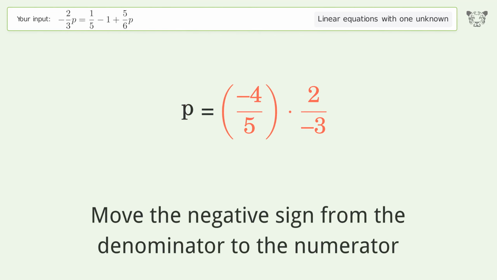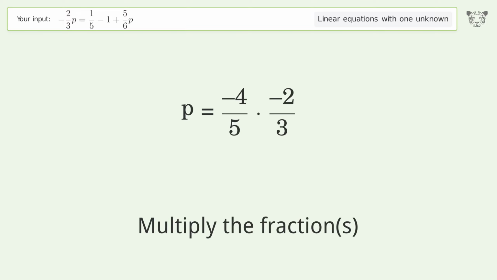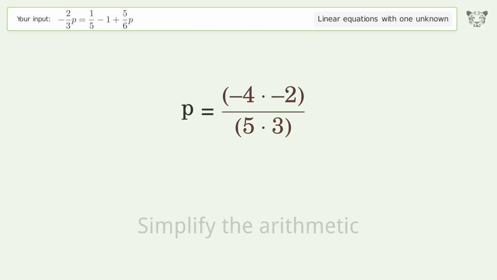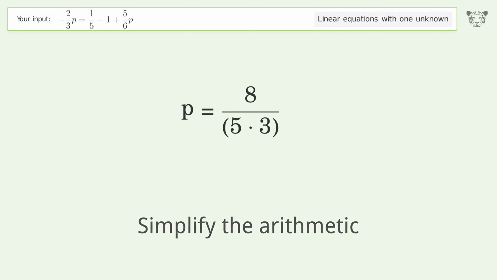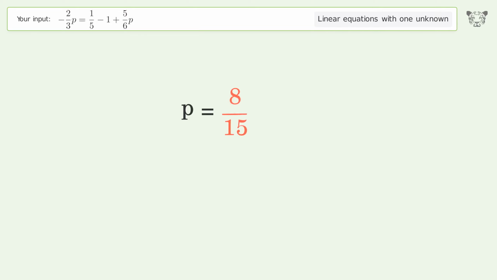Move the negative sign from the denominator to the numerator. Multiply the fractions. Simplify the arithmetic. And so the final result is p equals 8/15.